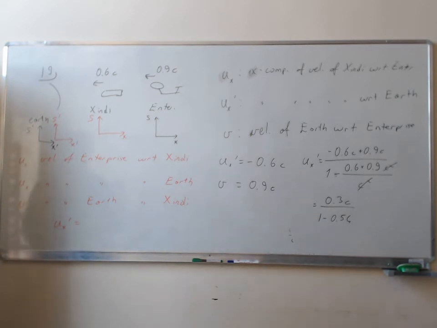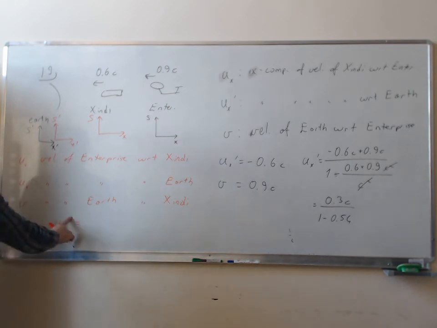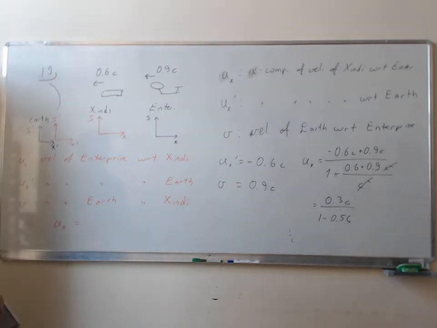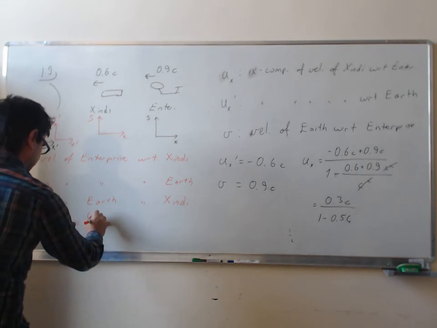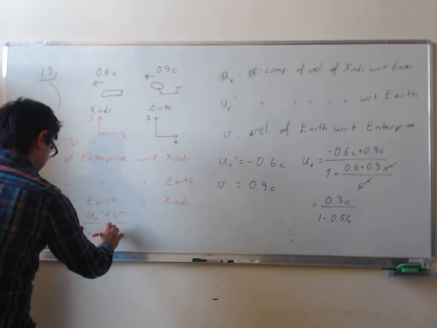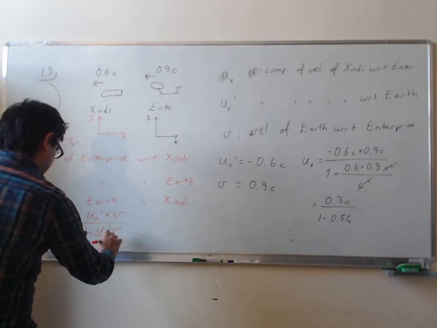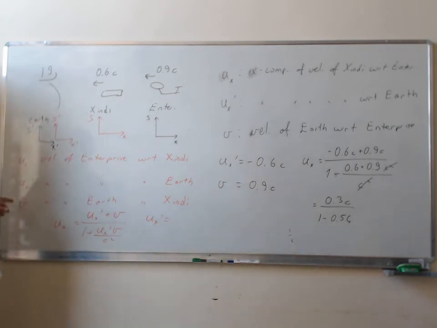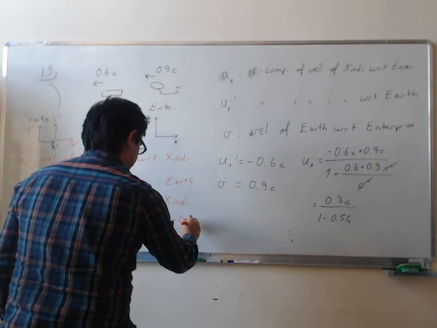Okay. Now again, if we put the numbers in, we can actually calculate all of this. So ux is what we are looking for. That's just ux prime plus v by 1 plus ux prime v by c squared. So ux prime is velocity of the Enterprise with respect to Earth. The velocity of the Enterprise with respect to Earth is in the negative x prime direction, right? And it's at 0.9 c. So this is minus 0.9 c.